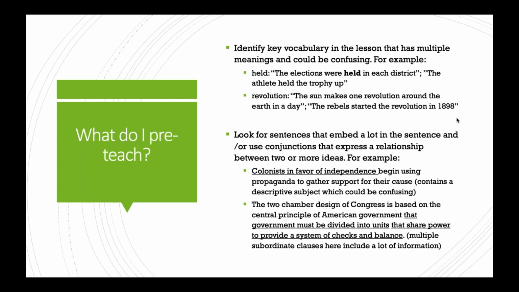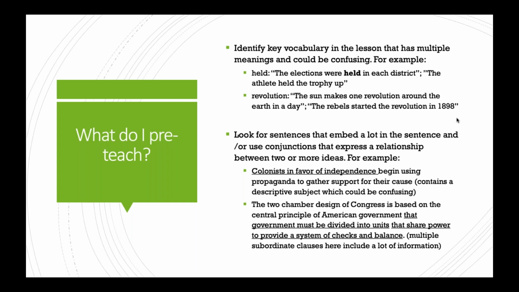The other thing that you need to do is look for sentences that embed a lot into the sentence in terms of meaning, and those sentences that use conjunctions that express a relationship between two or more ideas. And these are things that you'll see more in high school level texts, of course. So for example, colonists in favor of independence begin using propaganda to gather support for their cause. So the subject in this is very long, colonists in favor of independence. So things like that could be a little challenging for beginner to intermediate level English language learners.